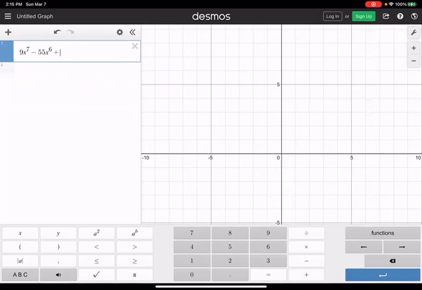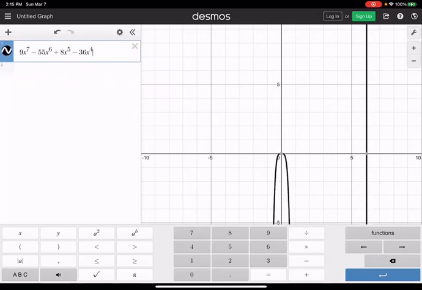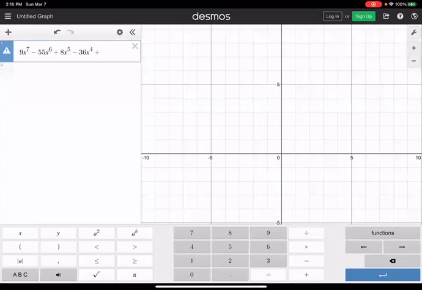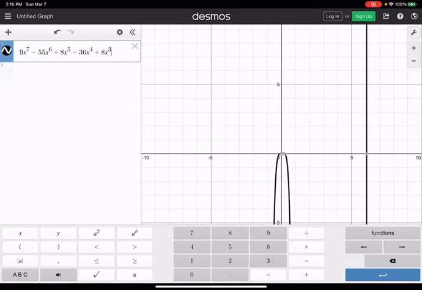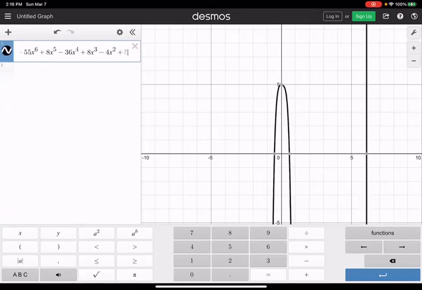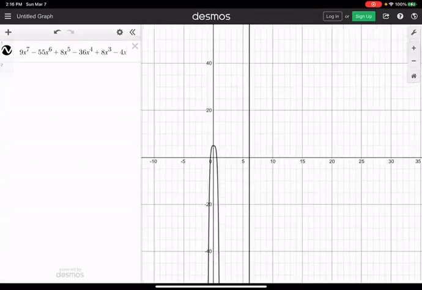And then plus 8x to the power of 5, and then minus 36 times x to the power of 4, and then plus 8x cubed, minus 4x squared, and then plus 5. Okay. Yeah, you see this is a crazy graph.